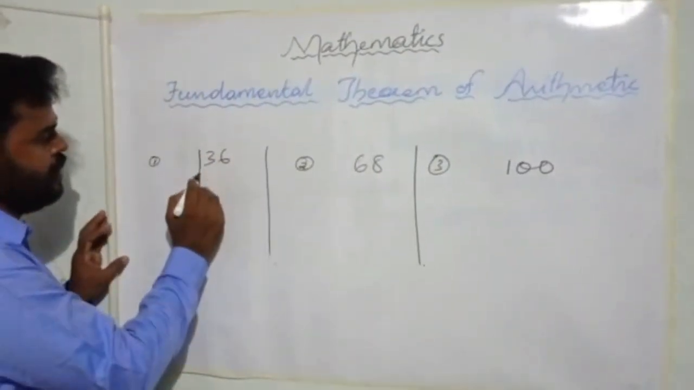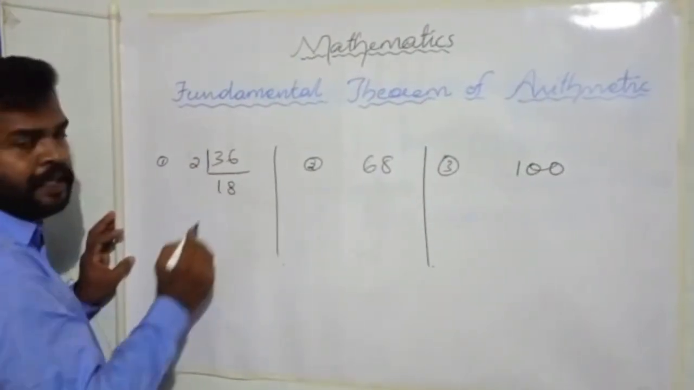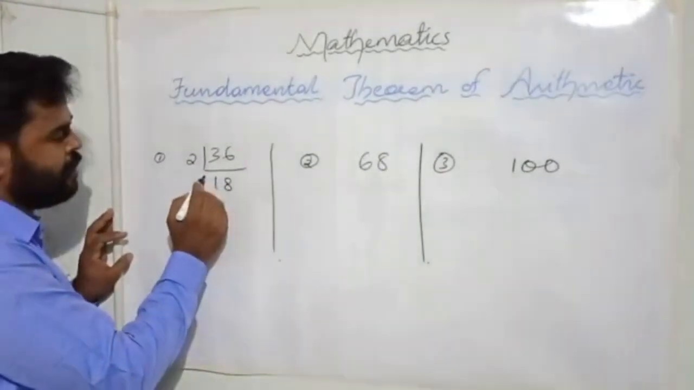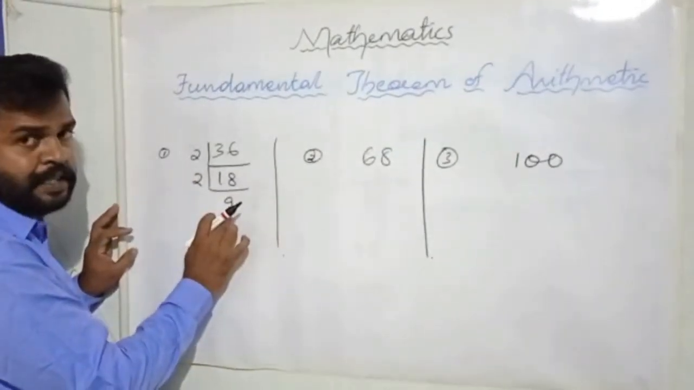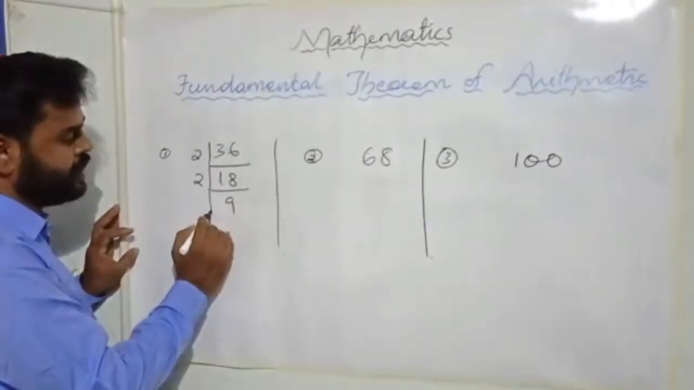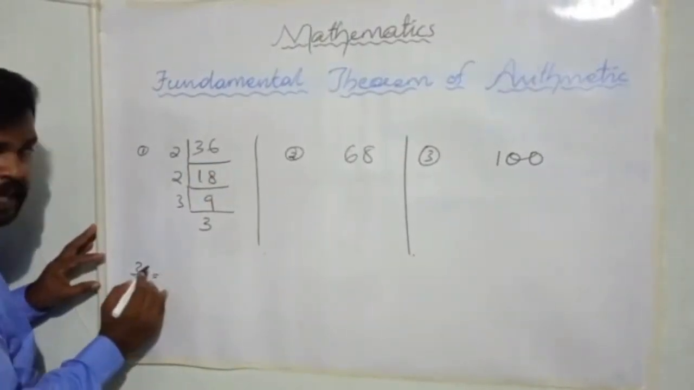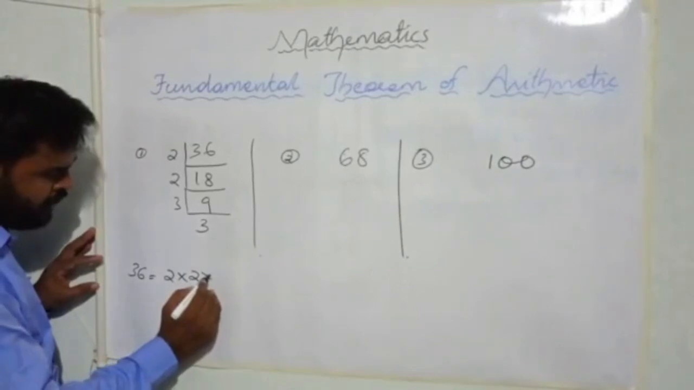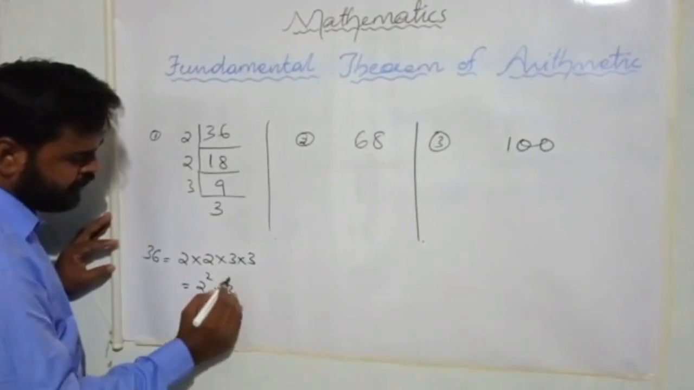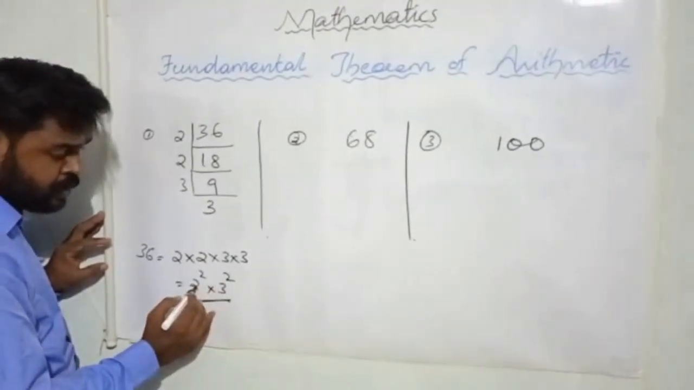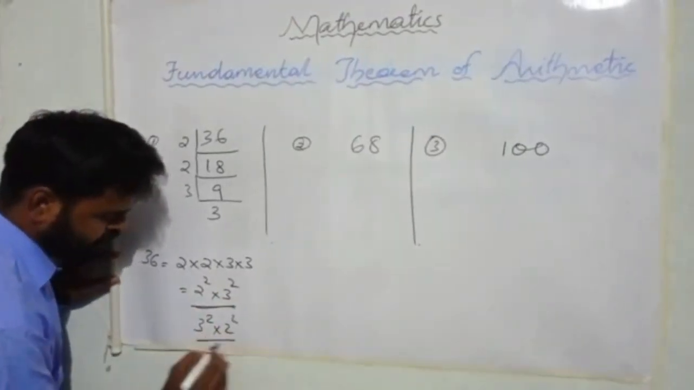First, 36, prime factorization. It is an even number, so half, 18. Now it is also an even number, we can divide by 2, half, 9. 9 is not an even number, so we can check with 3. 3 threes are 9. So 36 we can write as 2 into 2 into 3 into 3, I mean 2 square into 3 square. Not only 2 square into 3 square, we can write 3 square into 2 square also.